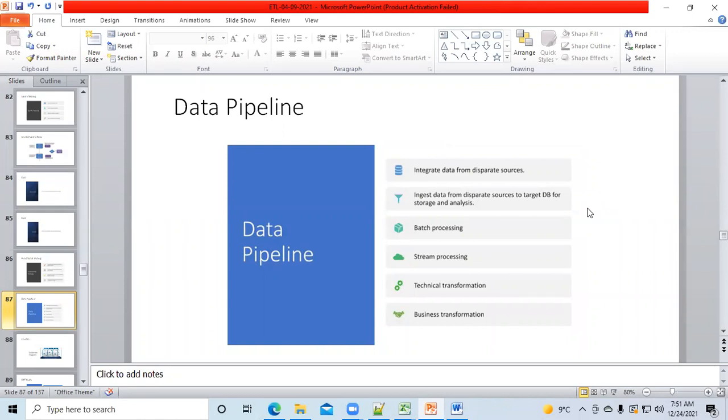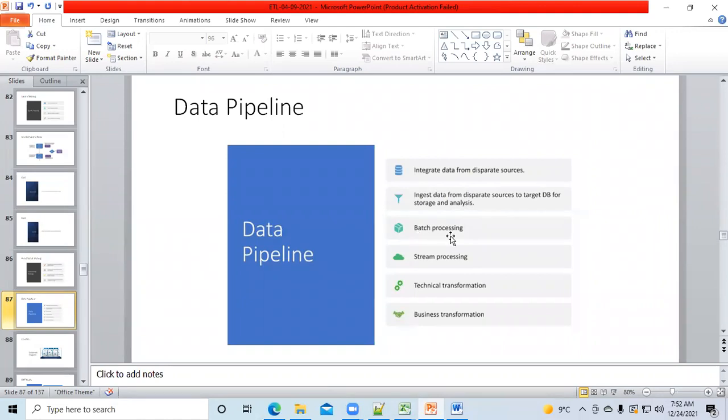So once we have identified our sources, what we are doing next, we are getting the data in the source file, and then we are running jobs to load the data in our staging table. After that, we'll go to the integration layer and then to the access layer, which is the target database. That's the main purpose. That's why I've written it, ingest data from disparate sources to target database for storage and analysis. This is required for storage and analysis.